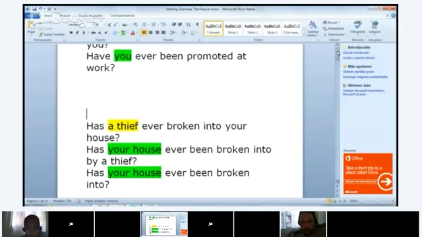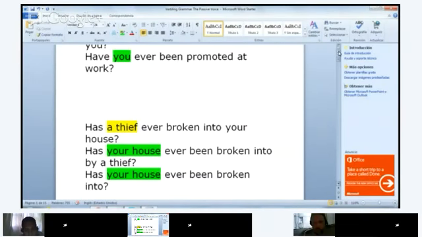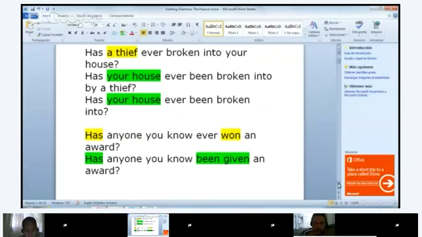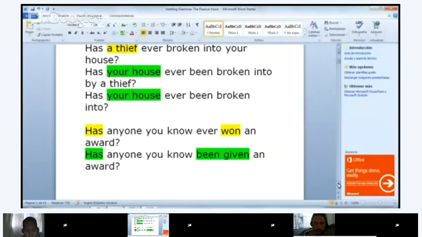And then in English, in this situation, it's obvious that thieves break into the house. And so we can eliminate that and say, has your house ever been broken into? Okay, well, that's our opening question number 2. Everyone will have a chance to answer one of these questions. And here's our third question. Has anyone you know ever won an award?